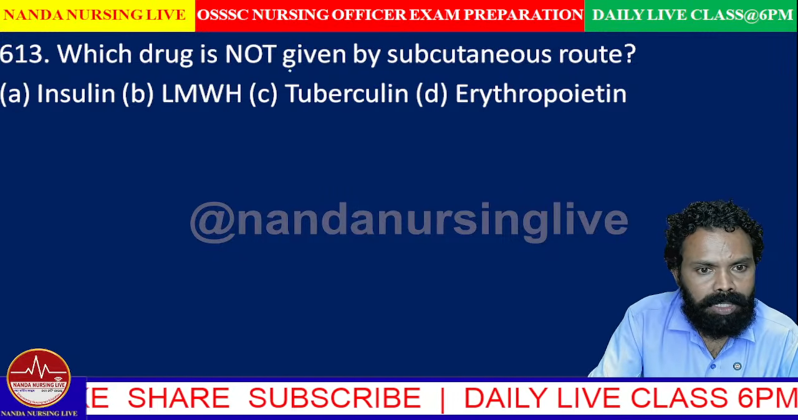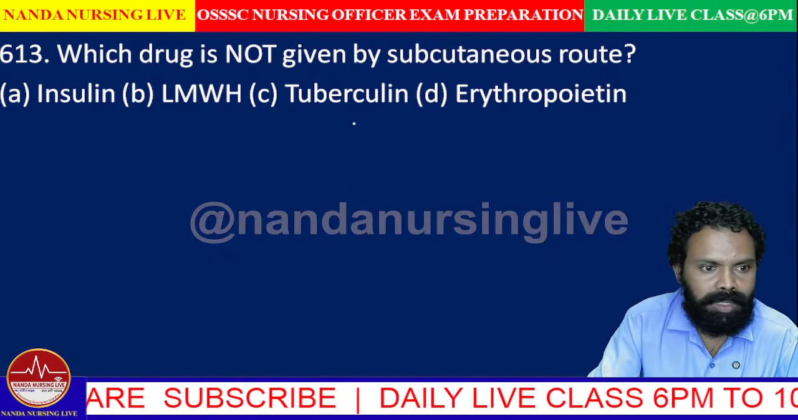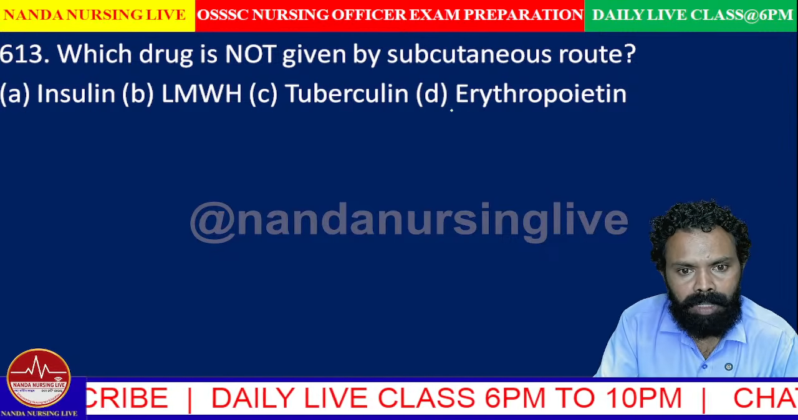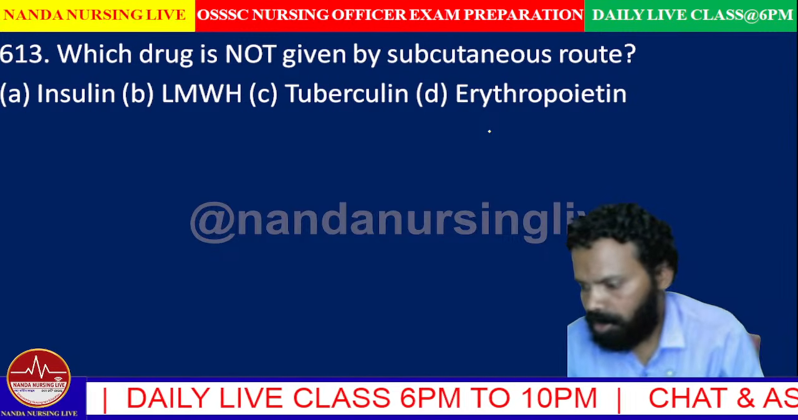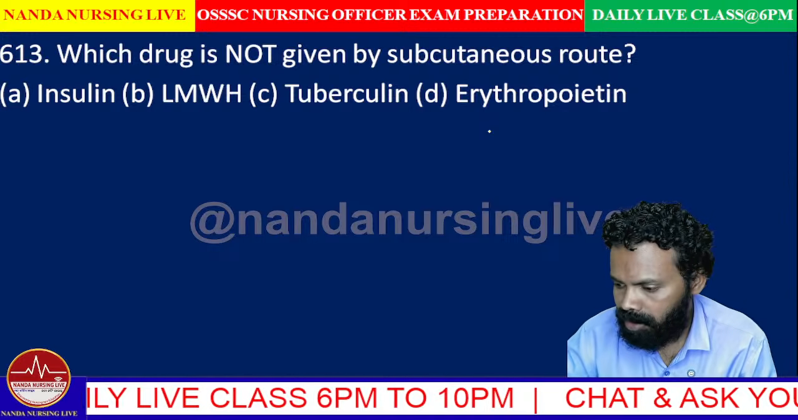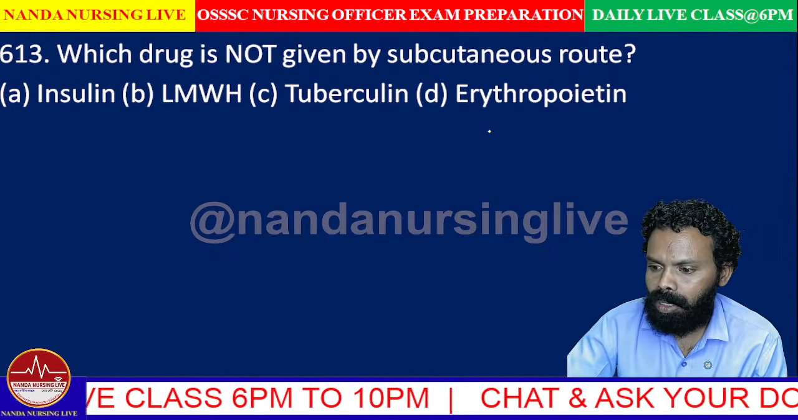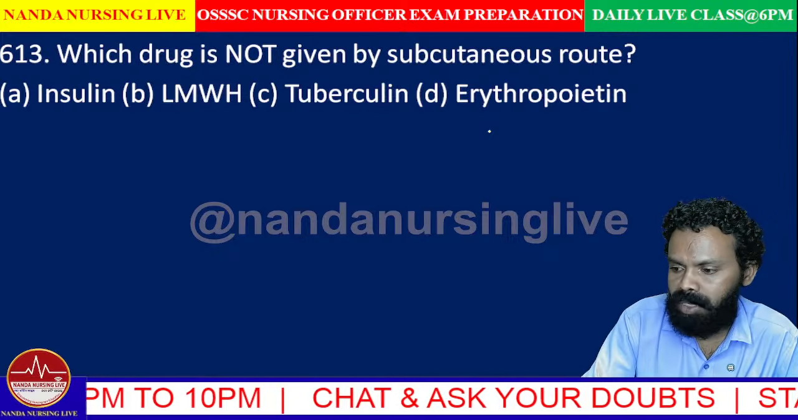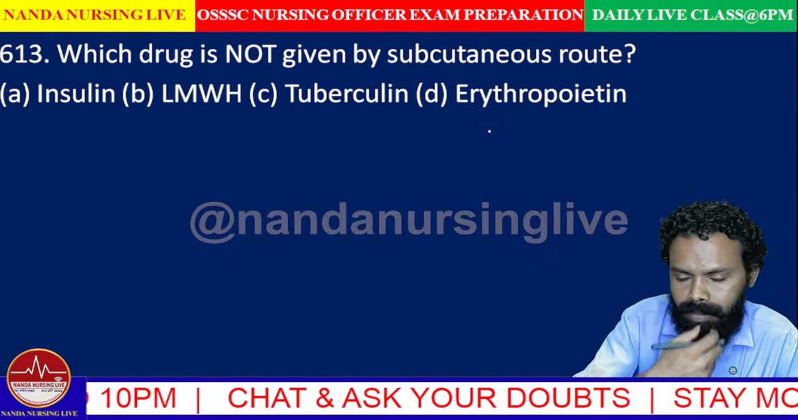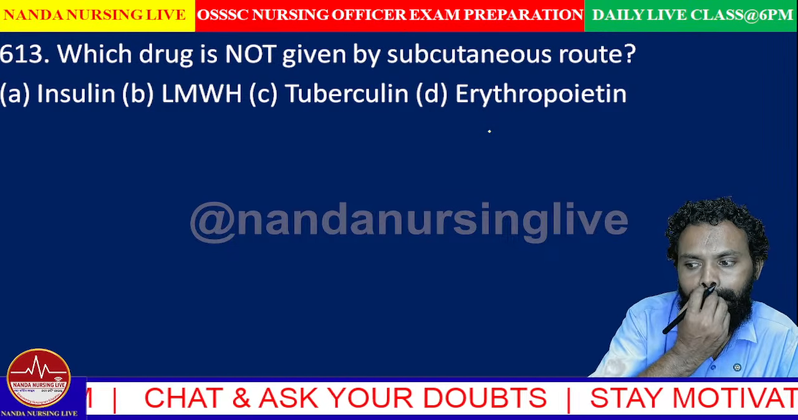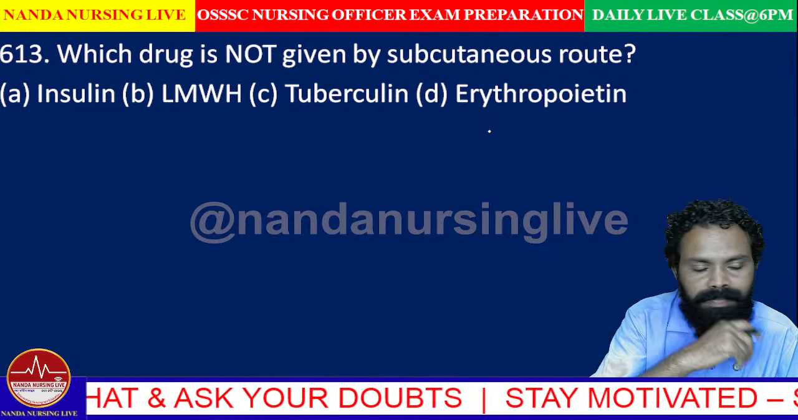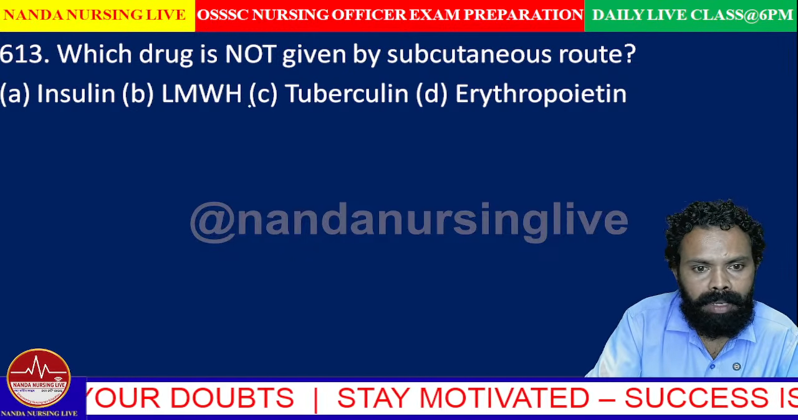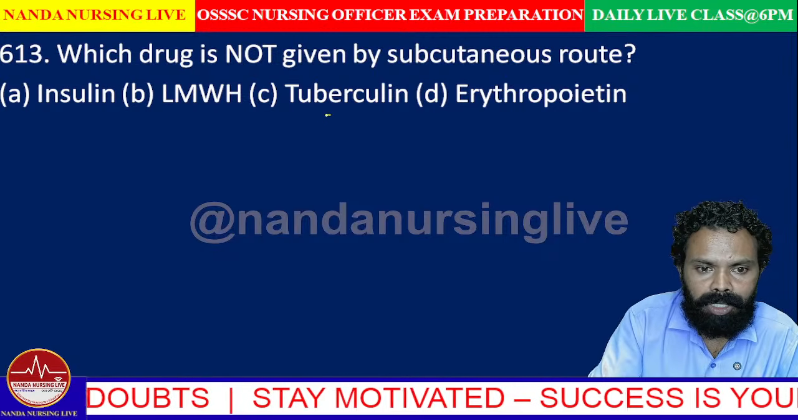Question 613: which drug is not given by the subcutaneous route? Option A is insulin, option B LMWH, option C tuberculin, option D erythropoietin. So which option is the correct answer? Quickly answer. Insulin, low molecular weight heparin, tuberculin.